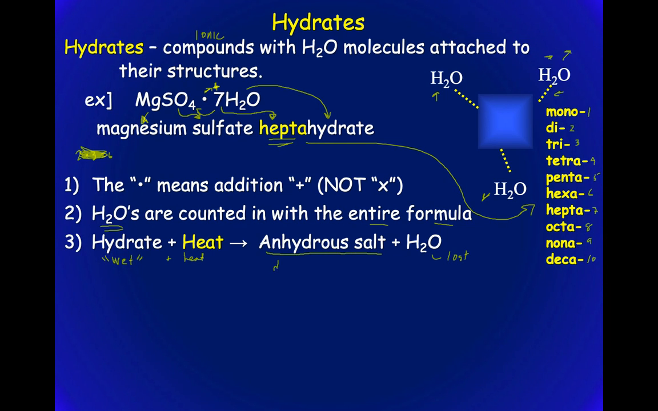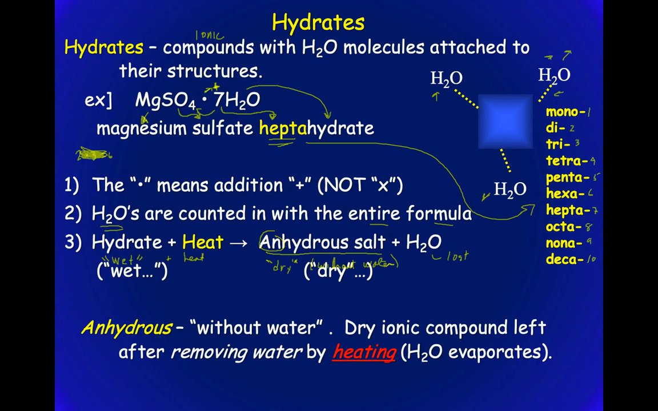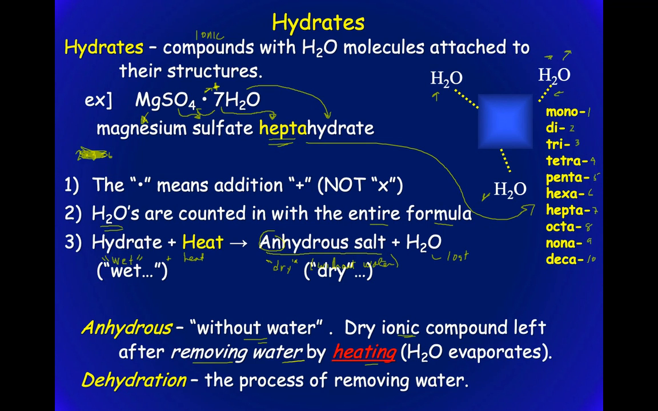Anhydrous means dry. The prefix means without, and hydrous means water, so this means without water in Latin. So there's your wet and your dry. Anhydrous means without water: a dry ionic compound left after removing water by heating, when it evaporates. So we can heat the salt, and as that salt loses weight, we know it's drying off. That's the explanation behind what a hydrate is. Lastly, dehydration is the process by which we remove water, and hopefully we'll get to do this in the lab a little bit.